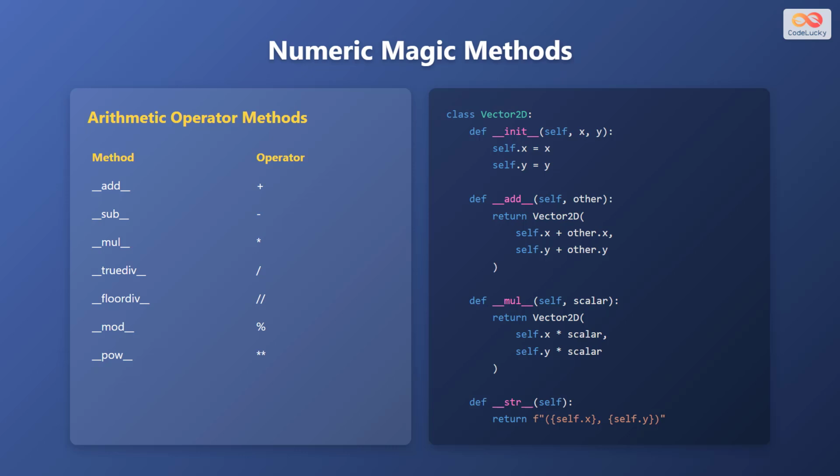The multiply method, that is __mul__, to the multiplication operator. The true division method, that is __truediv__, to the forward slash operator. The floor division method, that is __floordiv__, to the double forward slash operator. The modulo method, that is __mod__, to the percentage symbol operator, and the power method, that is __pow__, to the double asterisk operator.